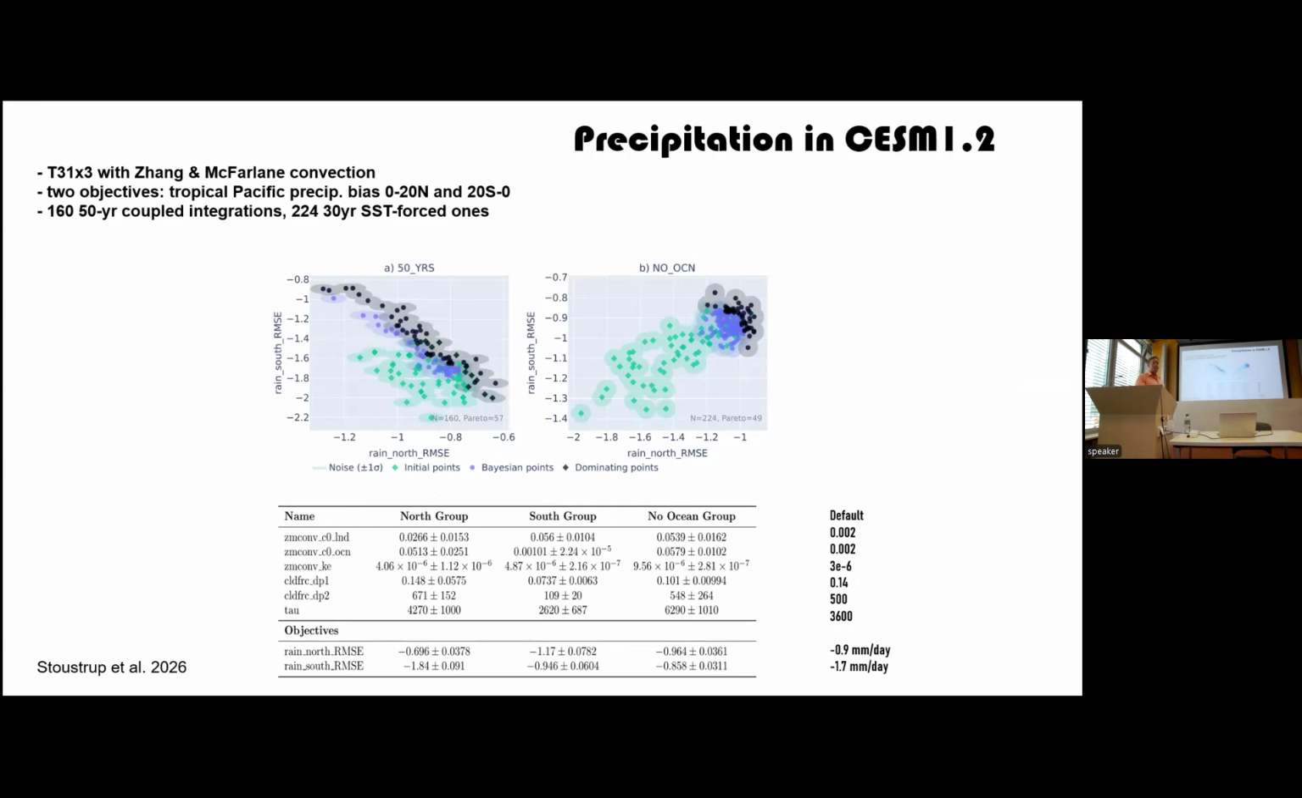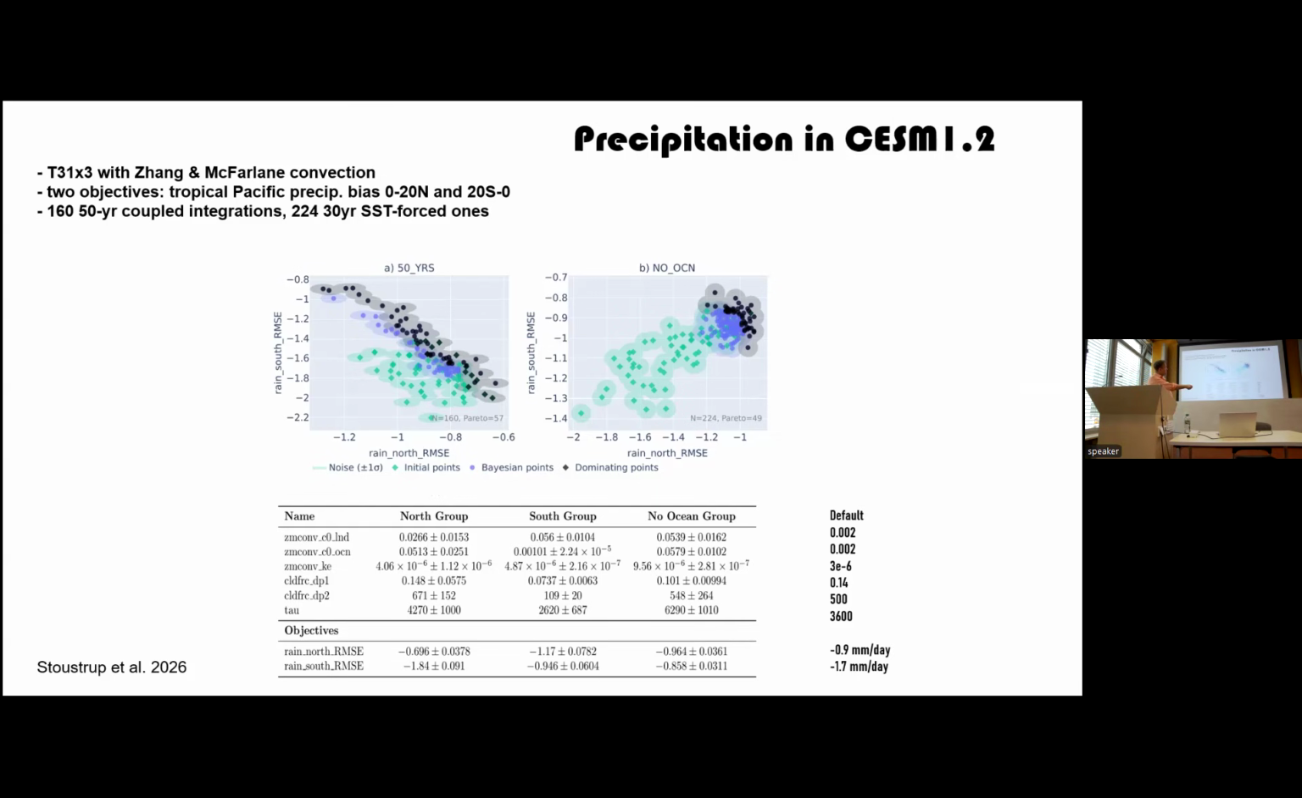We have here two objectives. So we want to combat or improve on the rainfall biases in the tropics. This is the so-called double ITCZ problem. There's too much rain south of the equator and too little rain north of the equator. We want to see if with a better parameter compensation, we can improve on this range.